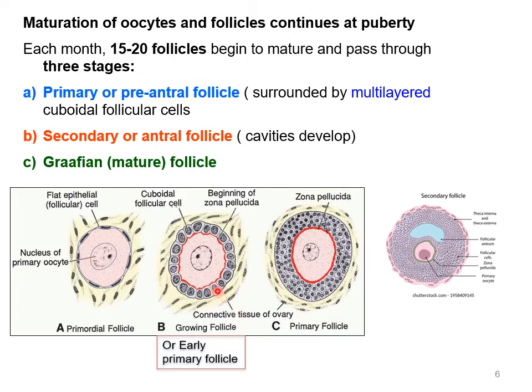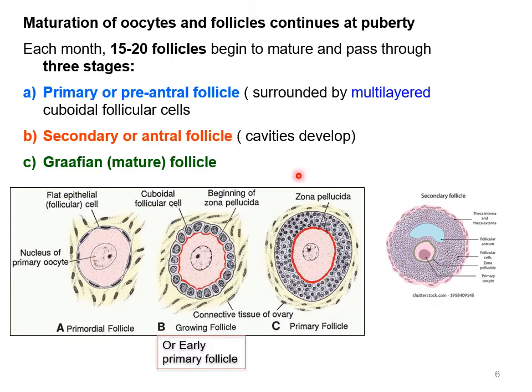Now look at the follicular cells. When the follicular cells become cuboidal, we call it an early primary follicle or a growing follicle. And then these cells become multi-layered by dividing. Then it is called a primary follicle. Remember, it still contains a primary oocyte. Now the second stage is the secondary or antral follicle, which is shown in this picture here.